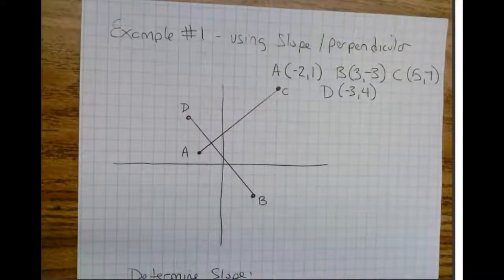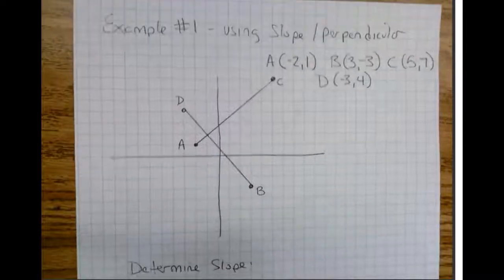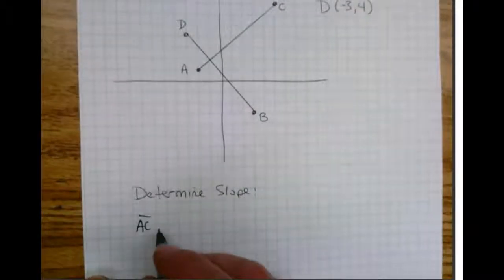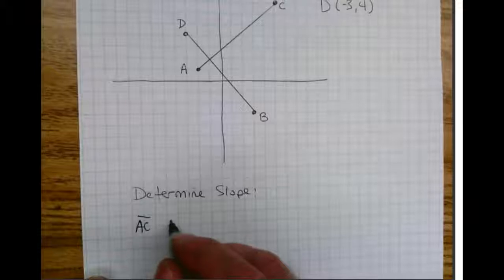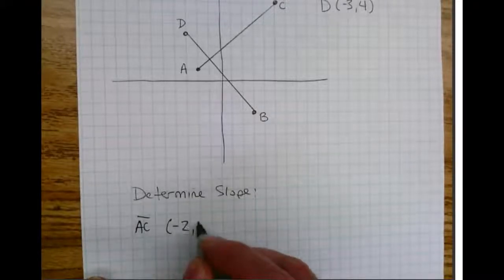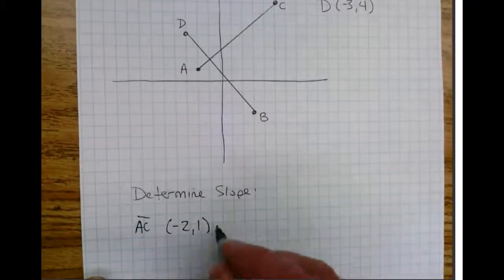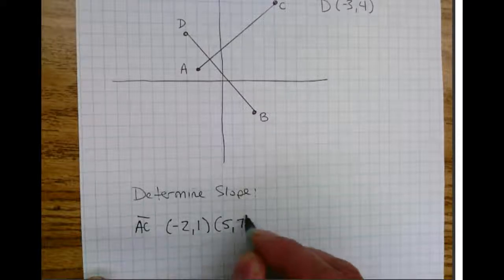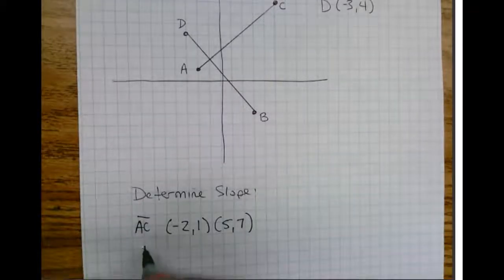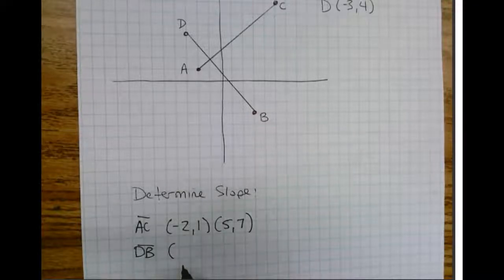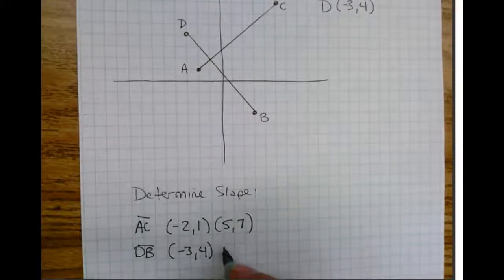See if I can get a pen that works here. It's this one, I guess. So we have line AC. And we know the points for that are -2, 1 and 5, 7. And then we have line DB or BD, it doesn't matter. We'll just go DB. And D is -3, 4, and then B is 3, 3.